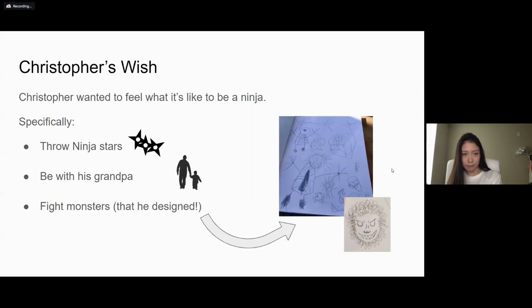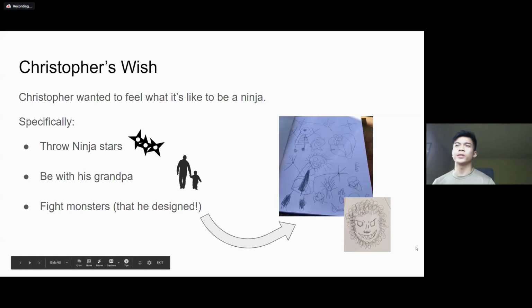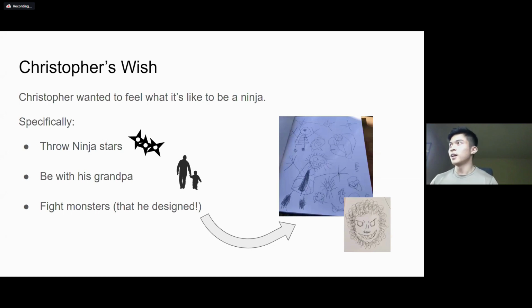So, in his wish to be a ninja, Christopher had 3 specific components. Of course, he wanted to throw ninja stars. Secondly, he wanted to experience his wish with his grandpa, who he looks up to so dearly. And finally, he wanted to fight monsters that he designed. You could actually see his drawings right there.